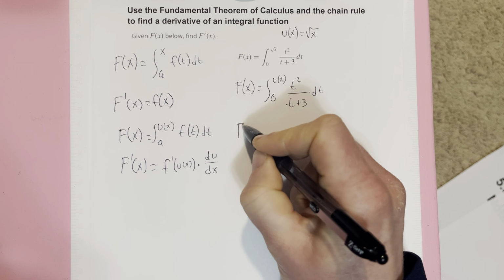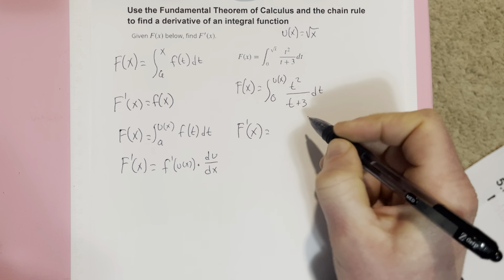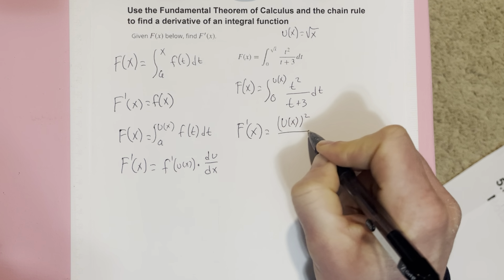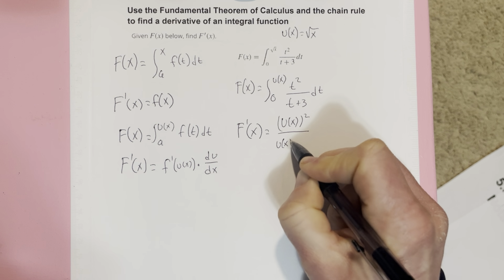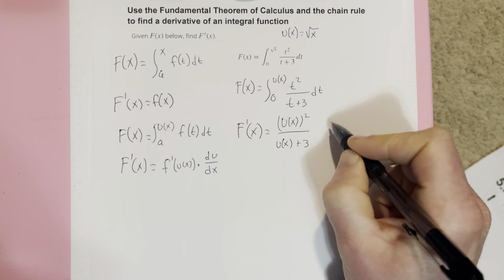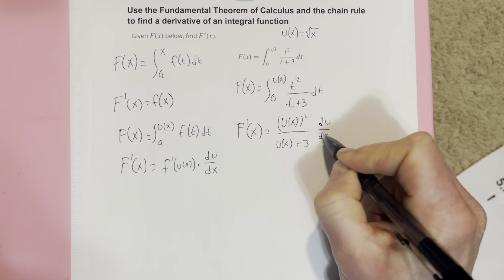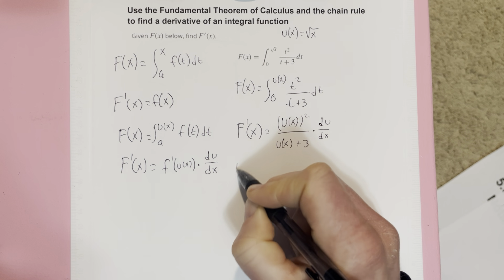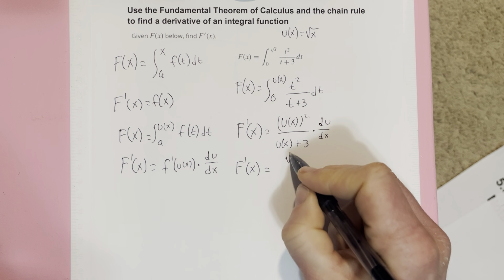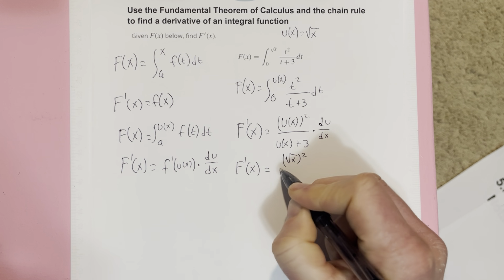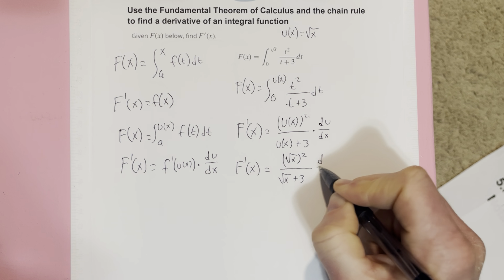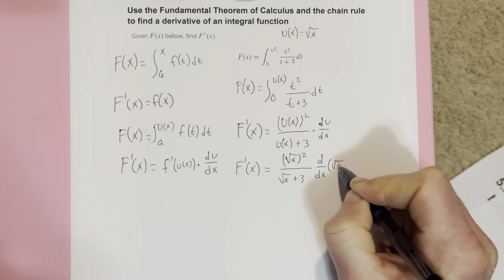So I'm going to say that F prime of x is equal to u of x squared over u of x plus 3. And then this dt would be du over dx. So then I have F prime of x is equal to, if I substitute root x in, I end up with root x squared over root x plus 3. And then I would have the derivative of root x here.